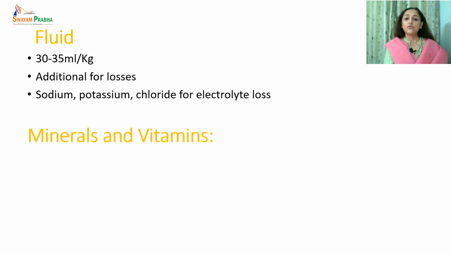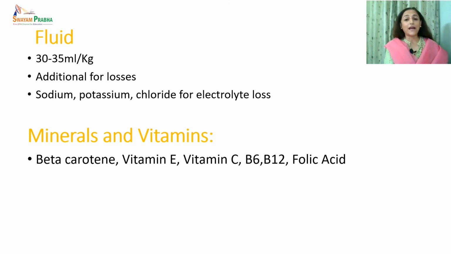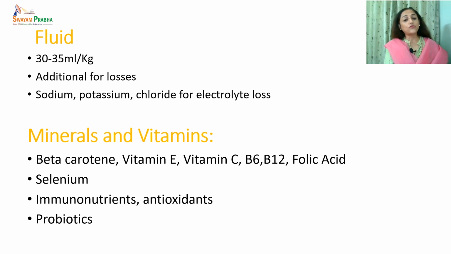And then coming to vitamins and minerals, since these deficiencies are very common in the patients, we have to see that an ample amount of vitamin beta carotene, vitamin E, vitamin C, B6, B12, folic acid is given along with a good amount of selenium. Then immunonutrients can be given along with antioxidants, and the role of probiotics is also considered to be beneficial for slowing the progression of AIDS.